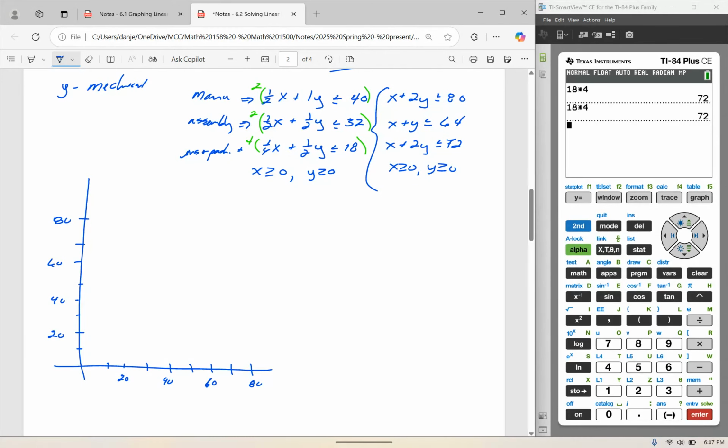First equation, if x is 0, y is 40. And if y is 0, x is 80. So I'm going to draw my line. And I'm also going to label that as equation number 1. X plus y is equal to 64. So I've got 64 here, and I've got 64 about here.